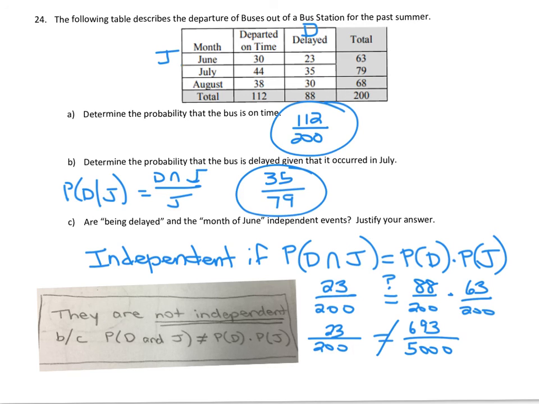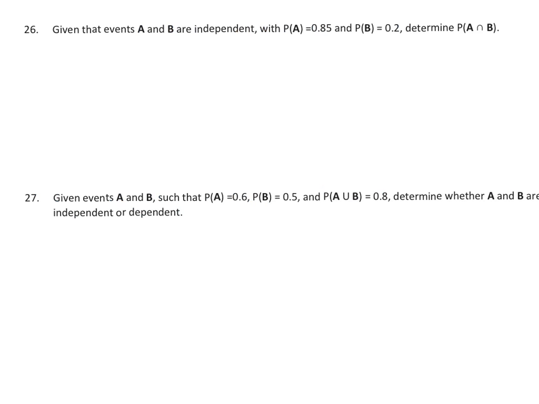Okay, and then you can turn to number 26, and that's the last one that we're going to do together today. Okay, so number 26, I'm just looking at it. I think it's actually the easiest one out of the ones we have to do today. It says that given that events A and B are independent, they give us the probability of A, they give us the probability of B, and they want us to determine the probability of A given B.